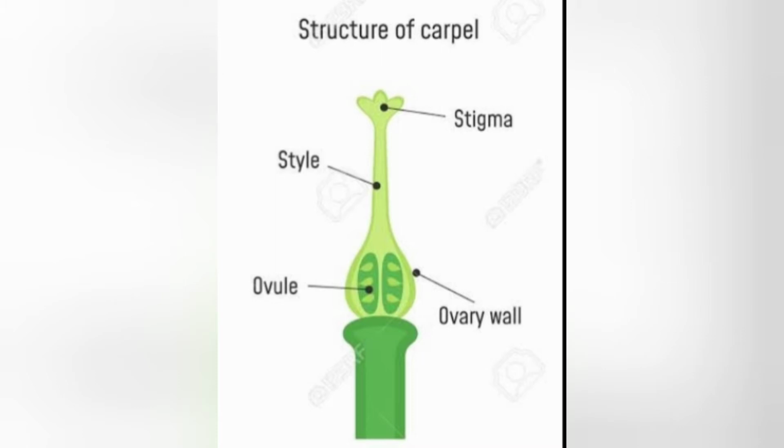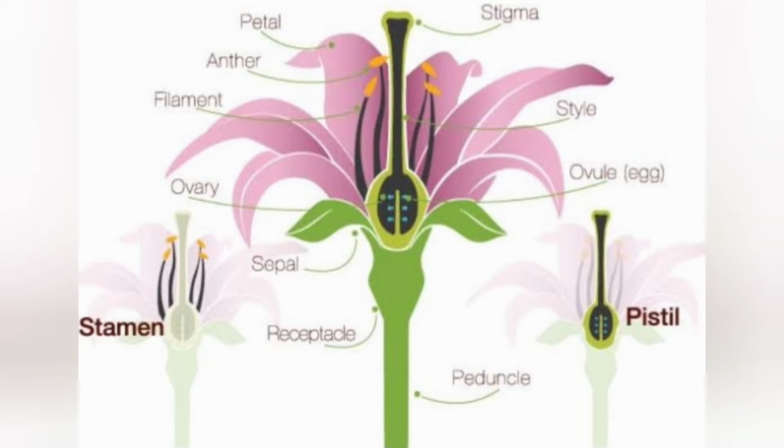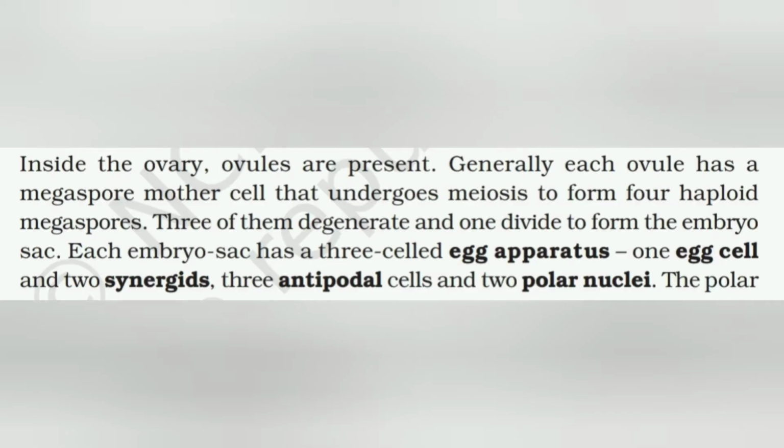Let us see the function of these organs. In a flower, stamen is the male reproductive part, while pistil is the female reproductive part. We know that the male reproductive part, stamen, will produce male gametes, and pistil, the female reproductive part, will produce female gametes. The gametes will fuse and form the zygote. At that time, the ovules are converted into seeds and ovary into fruit. Inside the ovary, we have seen the ovules. Generally, each ovule has a megaspore mother cell.